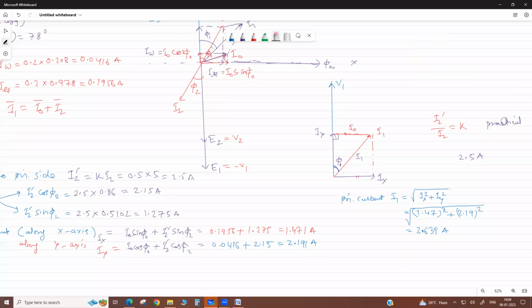So how did you derive this formula for the primary current I1? Which one, this? Yes sir. This is the Pythagoras theorem, my dear. In any right angle triangle, this is your right angle triangle, no? Hypotenuse. Okay, understood.